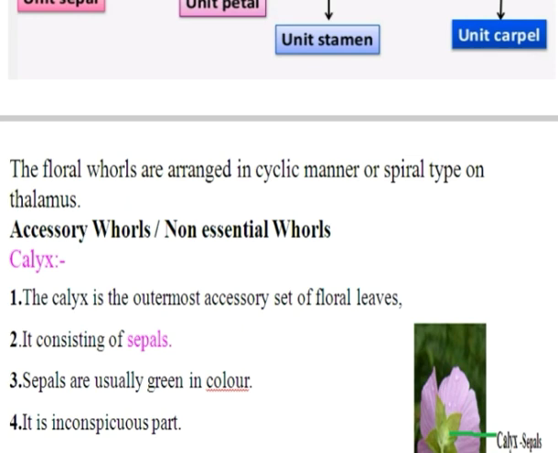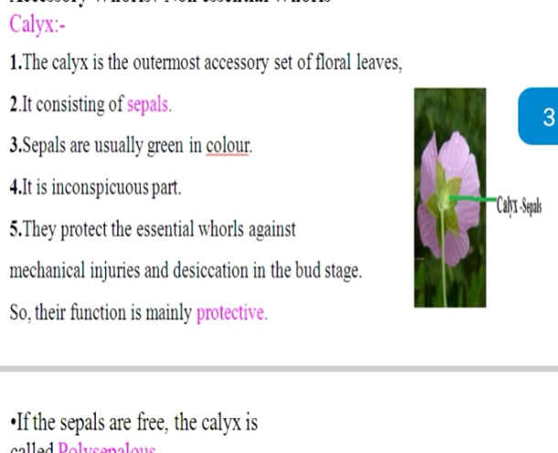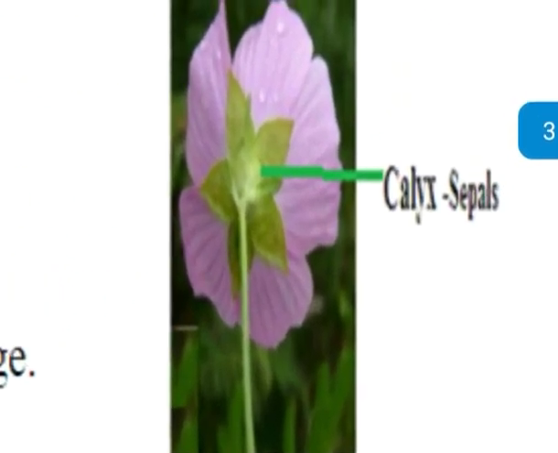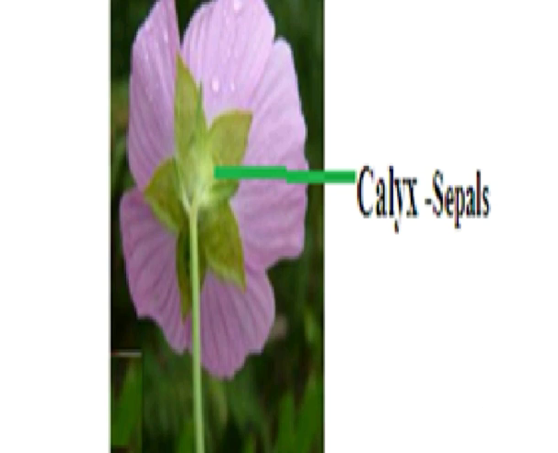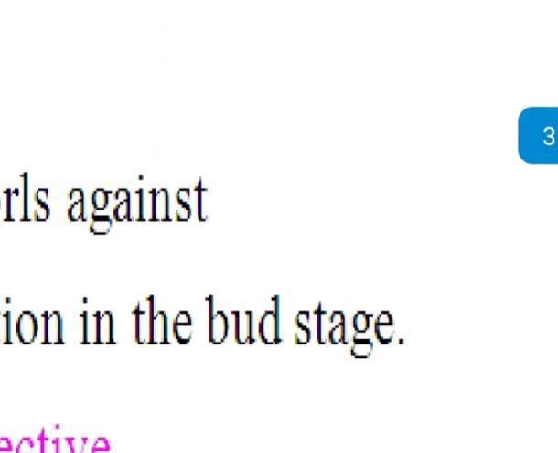First we discuss the accessory whorls, or the non-essential whorls. The first is the calyx. The calyx is the outermost accessory set of the floral leaves, consisting of sepals. Sepals are usually green in color and are an inconspicuous part of the flower. Look at the figure. The green colored part is called the calyx, and the separate units are called the sepals.